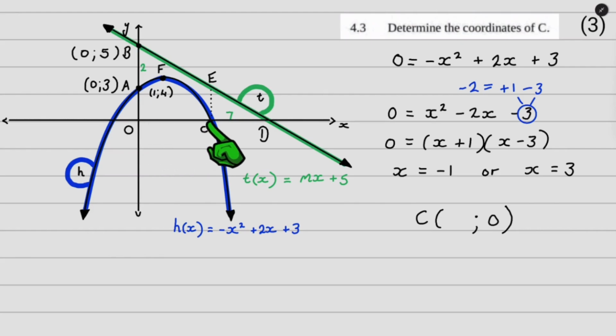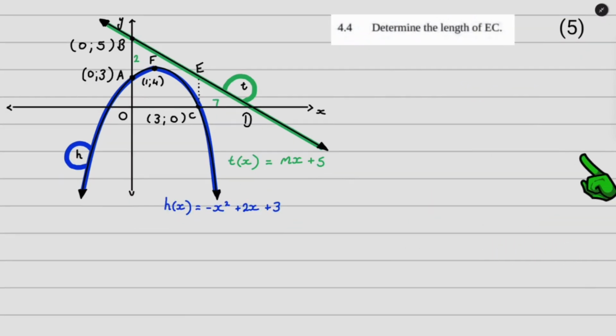And we do it using its position on the Cartesian plane. I can see this one's on the left of the y-axis, which means it has to be a negative number. So that x-coordinate over there is the -1. This x-coordinate over here has to be the 3, so C will be 3 and 0. And the 3 marks here will be from equating to 0, the correct factors, as well as the correct answer.